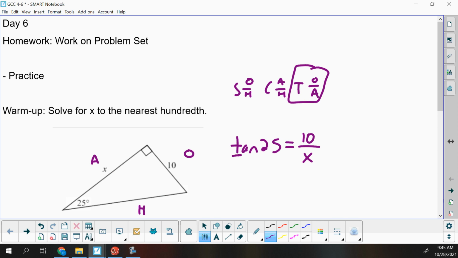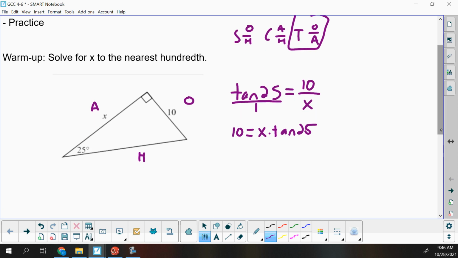Tan of 25 is just a strange way of writing a number. So a number you can always put over 1. When you have two fractions separated by an equal sign, we can cross multiply. 1 times 10 is 10. Multiplying the other way, we get x times tan 25. Tan 25 is just a number. So if it's multiplying a variable, we can get rid of it by dividing it. So therefore, x is just going to equal 10 over tan 25.